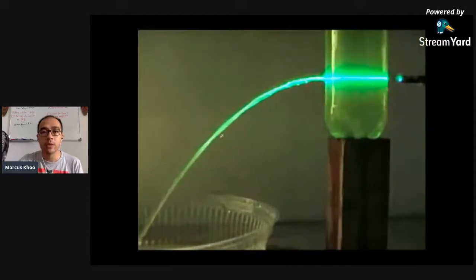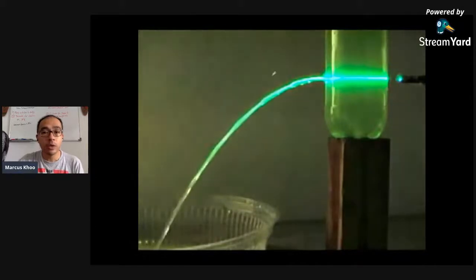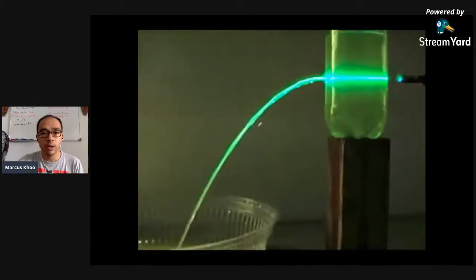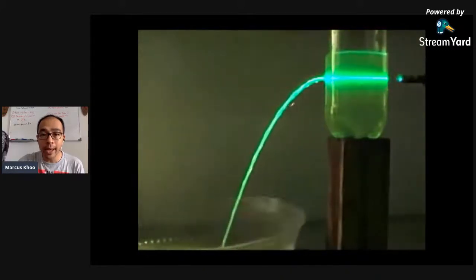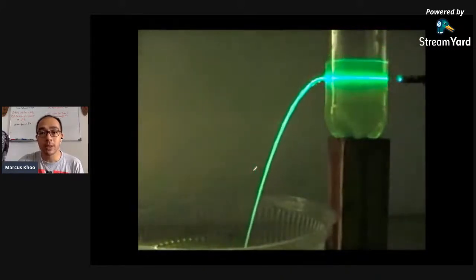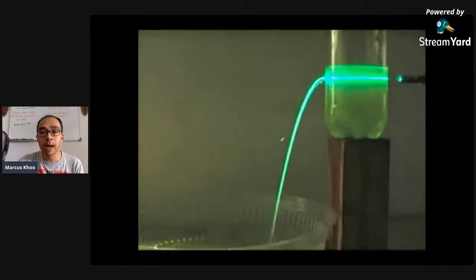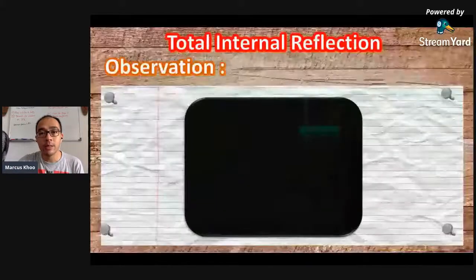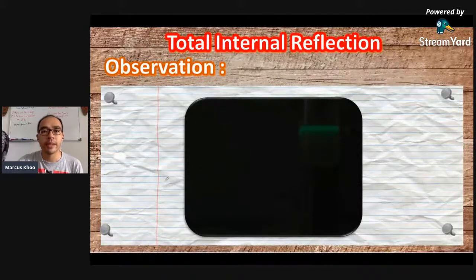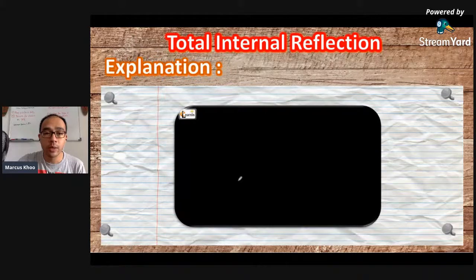I hope you can see this. Notice the laser doesn't go straight. It follows the water stream, no matter what angle the water stream is. Until there is no more water, then it will finally go straight. Okay, I think there's another one over here. But this is the explanation. So I hope you can listen to the explanation though.